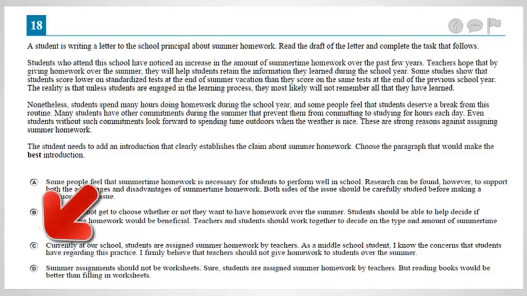In paragraph A, it's not clear what the writer's claim is. Paragraph B does not fit the reasons laid out in the rest of the letter. D stands for double whammy. It doesn't make the claim clear, and the reasons for not having summer homework do not match with the rest of the letter.